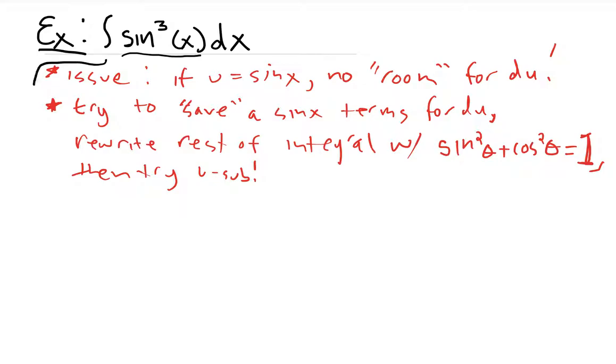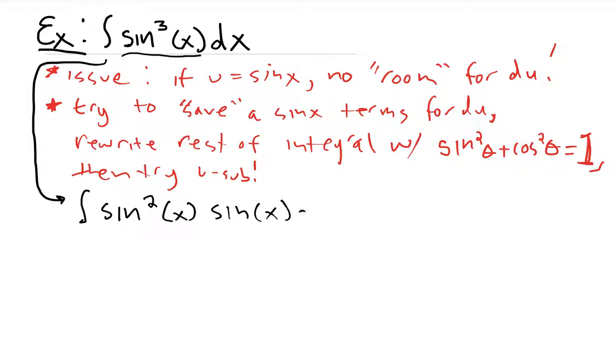If it was not clear what I meant by saving a sine x term for my du, this is what I mean. I've got 3 copies of sine because I'm cubing it. I'm just going to split these into 2 pieces. I've got sine squared times sine dx. Now, usually it is not conventional for us to simplify in this direction. Usually we would multiply sine squared by sine and simplify it to a cube, but we're not trying to clean it up in that manner. We're trying to give ourselves a way to u sub. So I'm going to go backwards from how we usually would to try and set up a u substitution here.